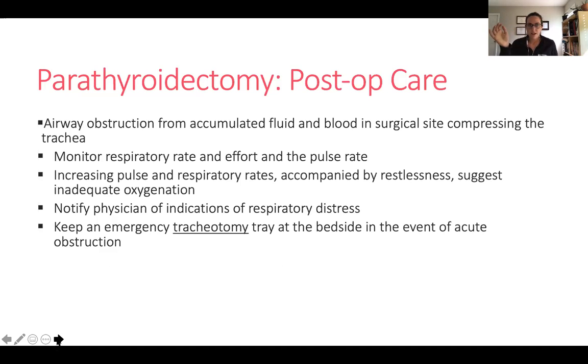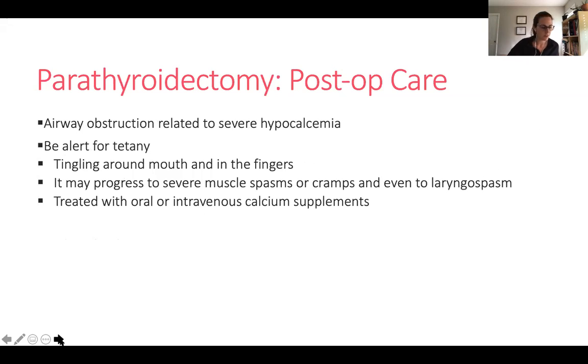If they're having increased respiratory rates and increasing pulse accompanied by restlessness, that means they're not oxygenating. So report that to the physician. They might need some intervention. You need to have a tracheotomy tray at the bedside for emergencies, because they might need an emergency tracheotomy if the airway becomes compromised, just like in thyroidectomy. So similar care to the thyroidectomy patient.